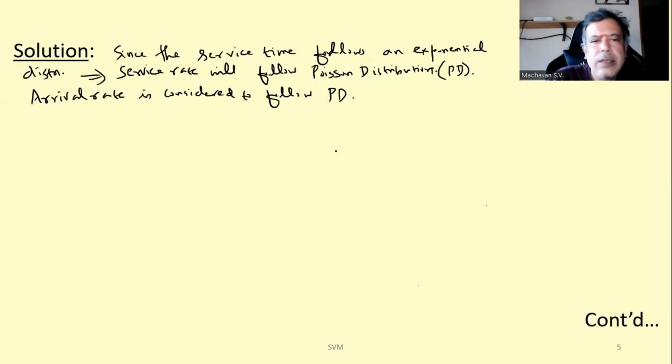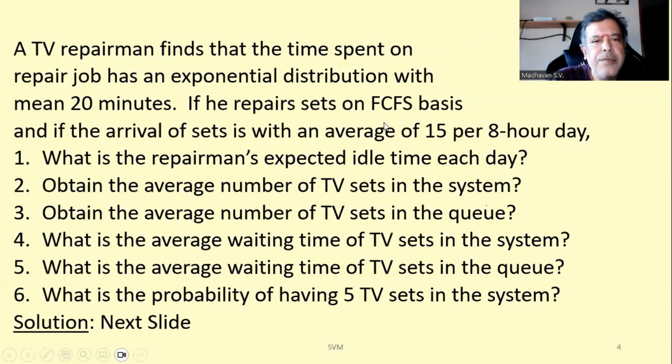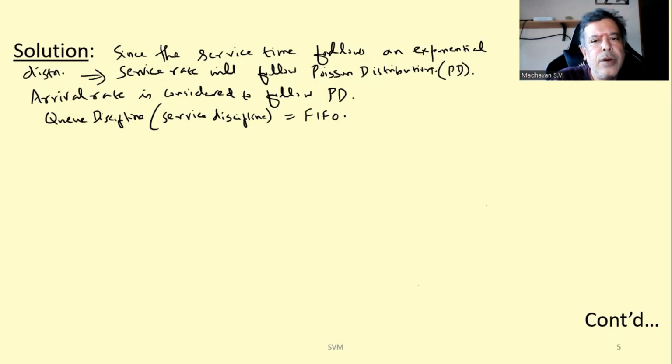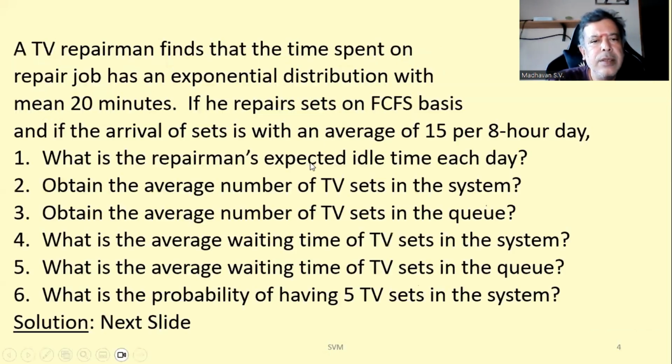Then the question talks about first come, first serve, meaning queue discipline or service discipline. The queue discipline, or service discipline, is clearly specified in the question itself as FIFO, or first come, first serve basis.